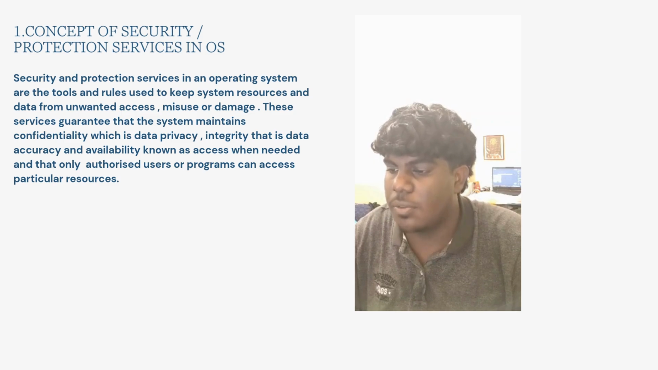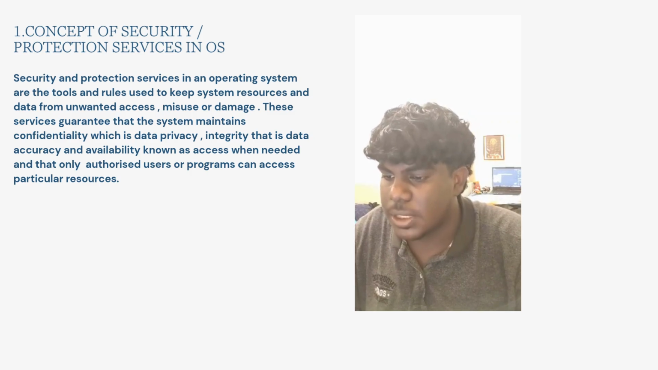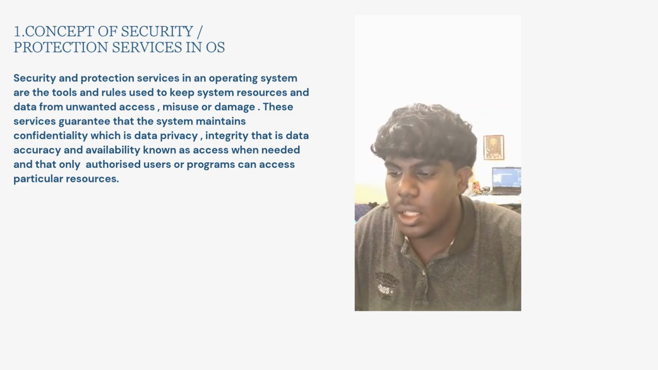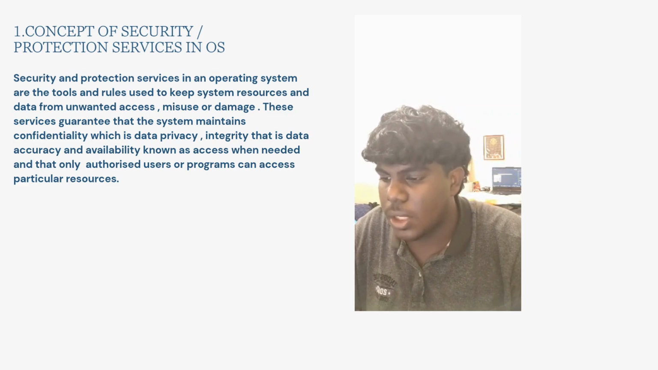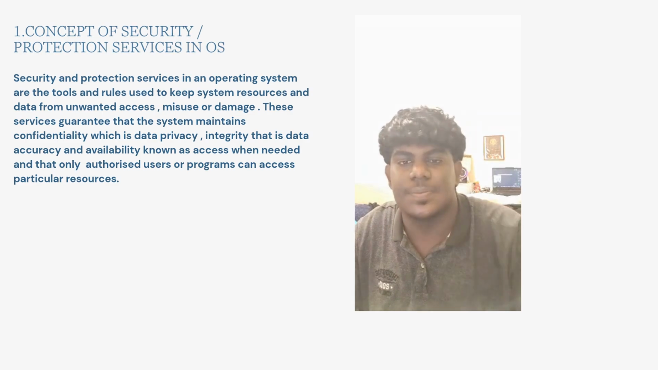Okay, first of all, we go for the concept of security and protection services in an operating system. Firstly, security and protection services in an operating system are the tools and rules used to keep system resources and data from unwanted access, misuse, or damage. These services guarantee that the system maintains confidentiality, which is data privacy, integrity, that is data accuracy, and availability, known as access when needed, and that only authorized users or programs can access particular resources.